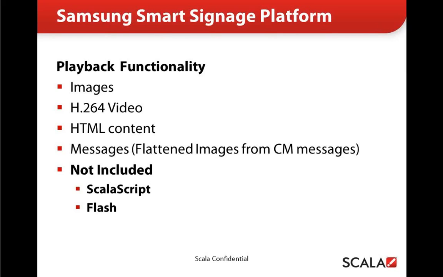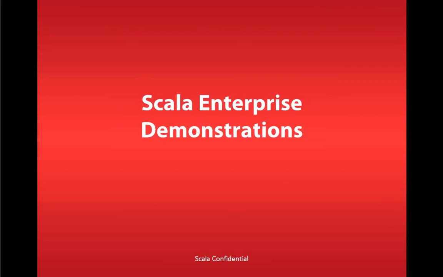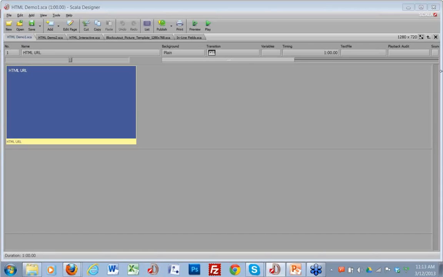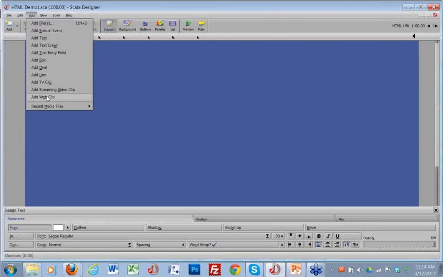So let me just give you a quick demonstration of the items in question. Let me swap over to my designer first. Okay. So the first thing I'm going to be showing is the support for HTML as a URL. So I'm in a designer product here. Let me enter into this page and add a new item, which is a web clip.